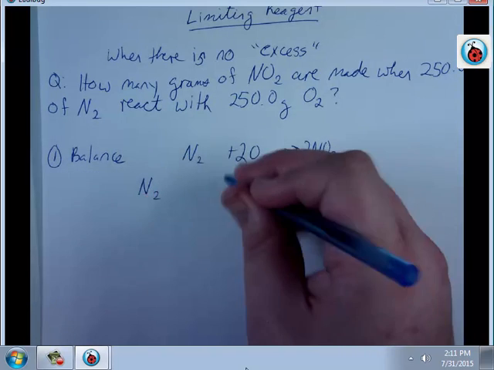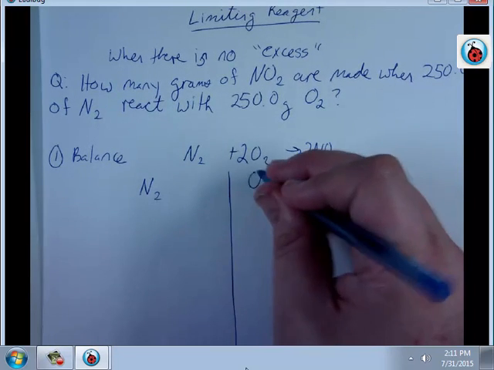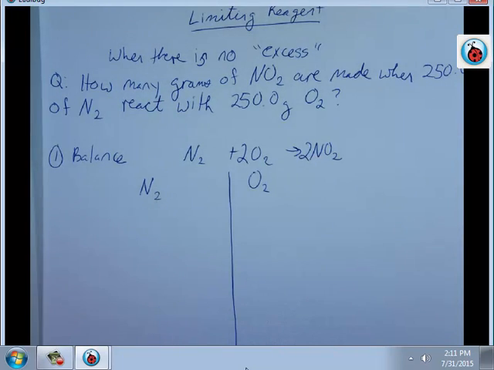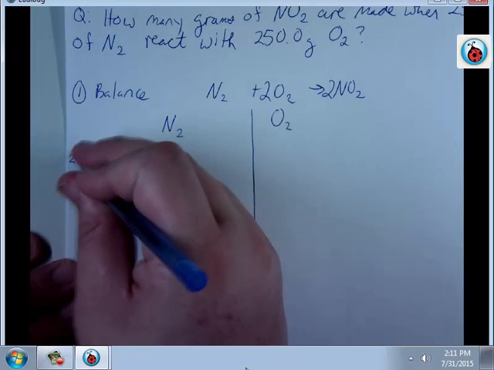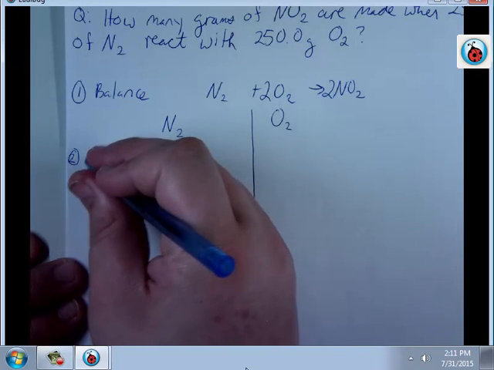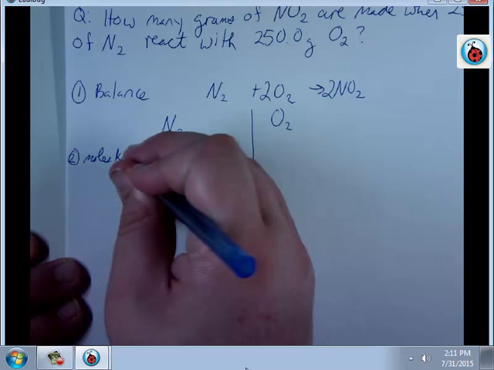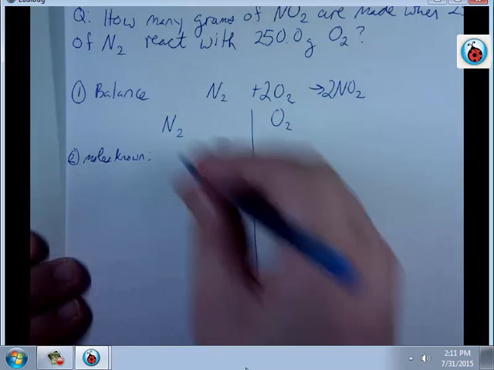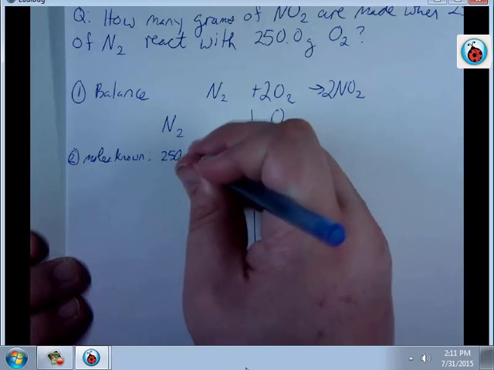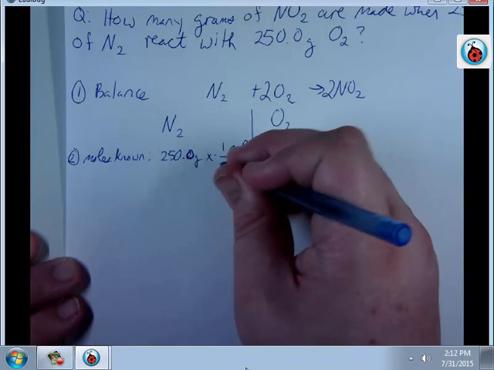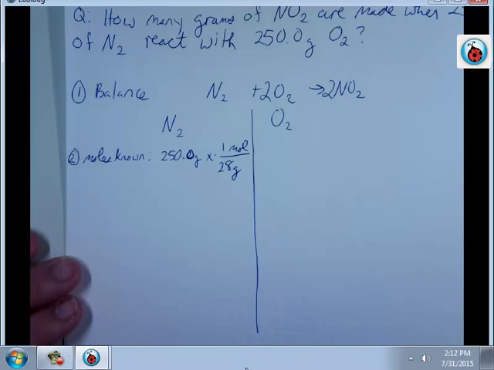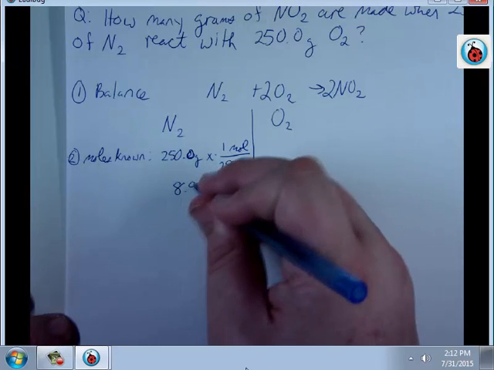Now I'm going to make kind of like a separation here, and we're going to do the calculations for both, for both N2 and O2. So moles known. I have 250.0 grams times, N2 is 1 mole over 28 grams, which gives me 8.93 moles.